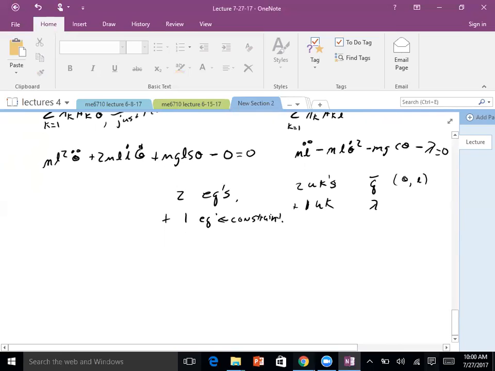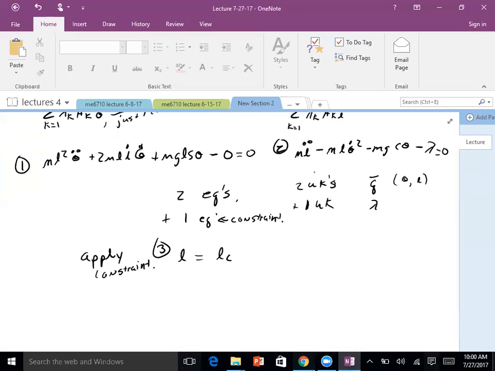All right. And so let's take the constraint. The constraint was L is LC. So now we're going to apply the constraint. So we got 3 equations, 1, 2, 3, and 3 unknowns. And so we solve. Now, there is something a little odd about solving here. It seems a little odd to me. I'll let you decide if it's odd or not.